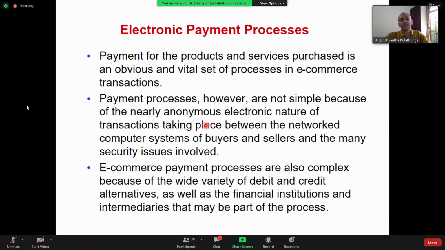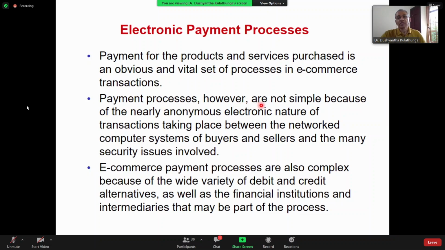Okay. We are moving to electronic payment processors. Payment for the products and services purchased is an obvious and vital set of processes in e-commerce transactions. Now, payment is a very vital event, as we highlighted earlier, when it comes to these e-commerce transactions. So, with the order confirmation, basically we need to make a payment. So, therefore, payment is very, very important.